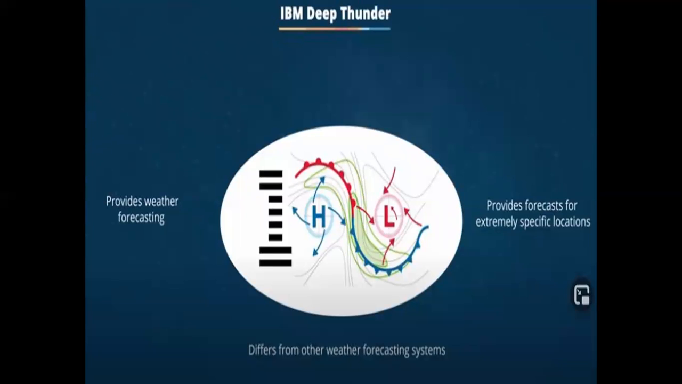One company called IBM provides weather casting, and we need to provide forecasts for extremely specific locations. It also differs from other weather forecasting systems. These are all maintained by IBM only.